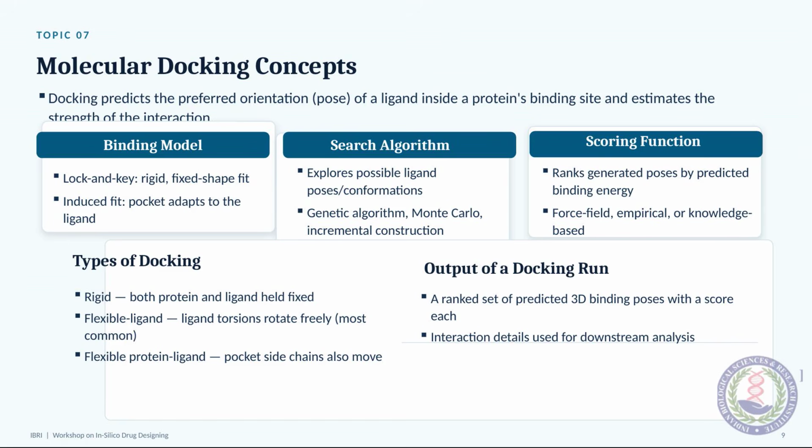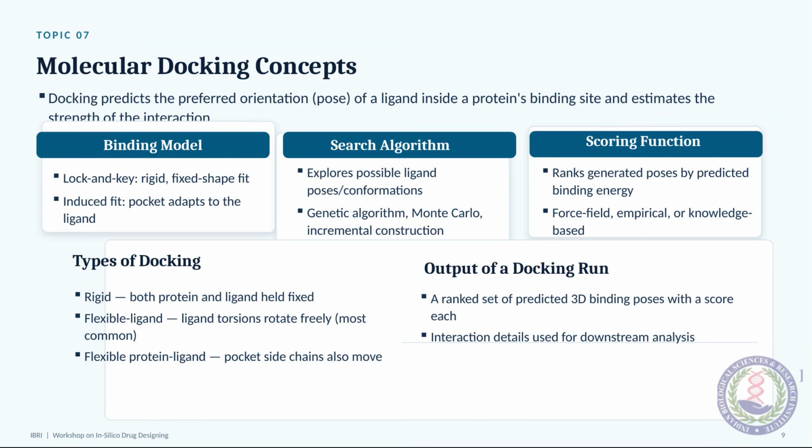Now, molecular docking concepts. Docking predicts the preferred orientation, or pose, of a ligand inside a protein's binding site, and estimates the strength of that interaction. Three components drive this. The search algorithm, which explores possible ligand poses using methods like genetic algorithms, Monte Carlo, or incremental construction. The scoring function, which ranks the generated poses by predicted binding energy using force field, empirical, or knowledge-based methods. And the binding model, which can be lock and key, a rigid fixed shape fit, or induced fit, where the pocket adapts to the ligand.